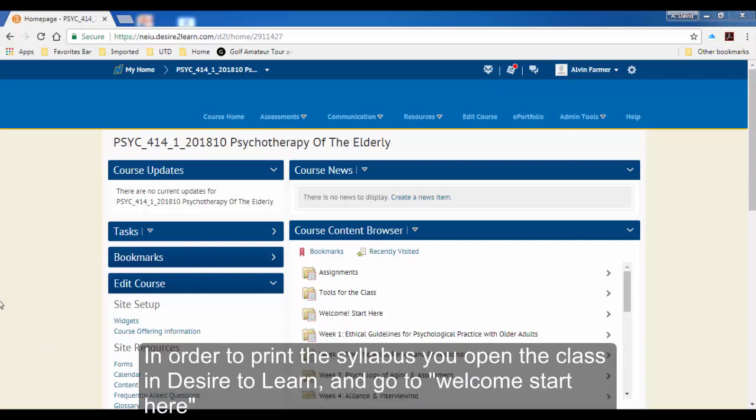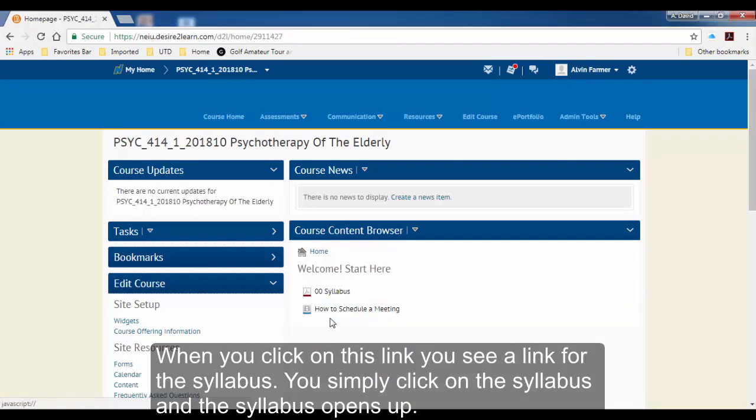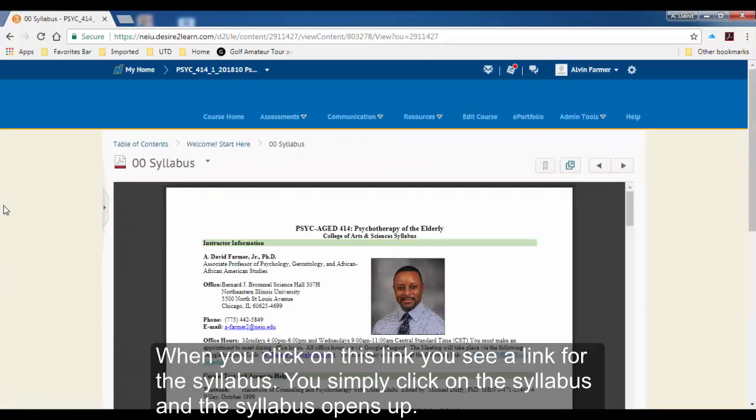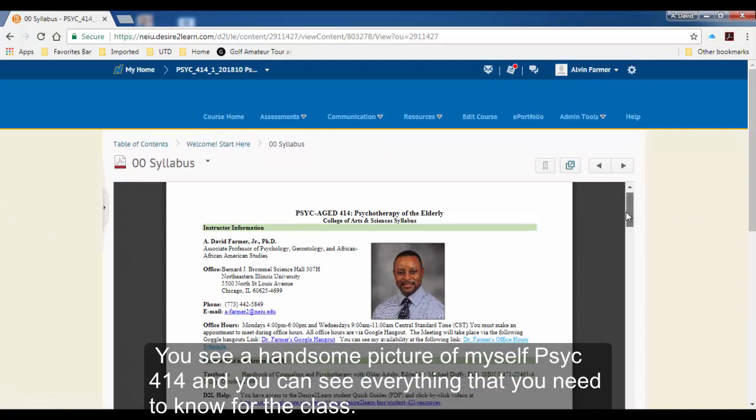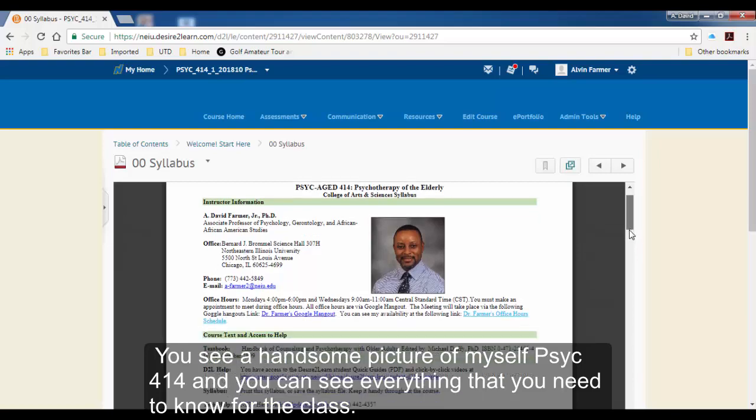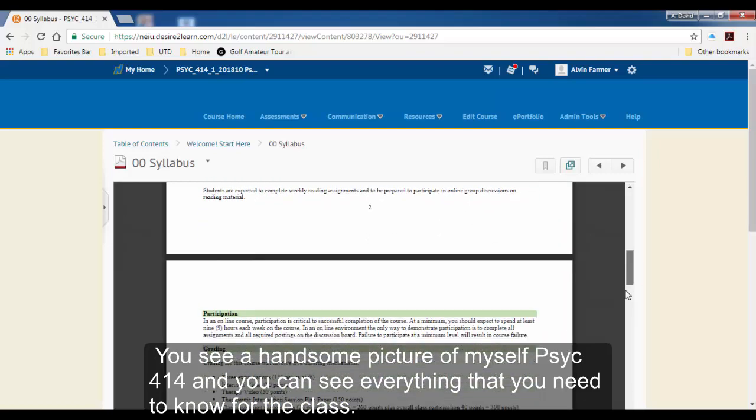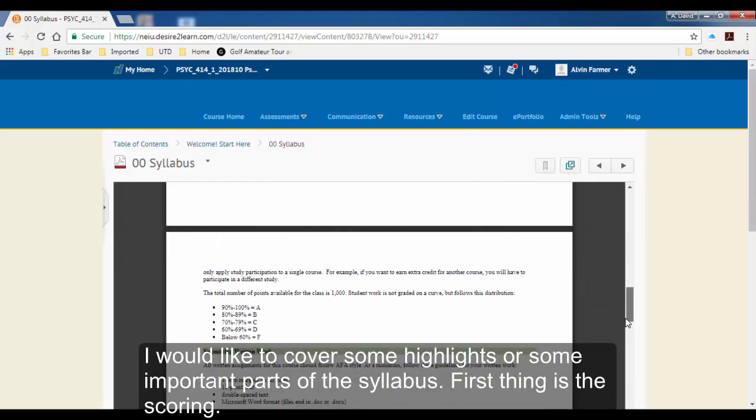In order to print the syllabus, you open the class in Desire to Learn, and you go to Welcome Start Here. When you click on this link, you see a link for the syllabus. You simply click on the syllabus, and the syllabus opens up. You see a handsome picture of myself, PSYC 414, and you can see everything that you need to know for the class. I would like to cover some highlights or some important parts of the syllabus.